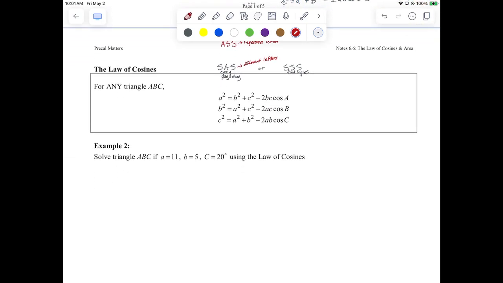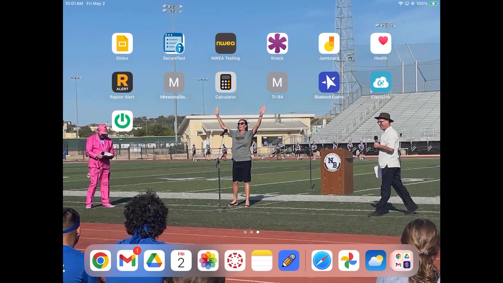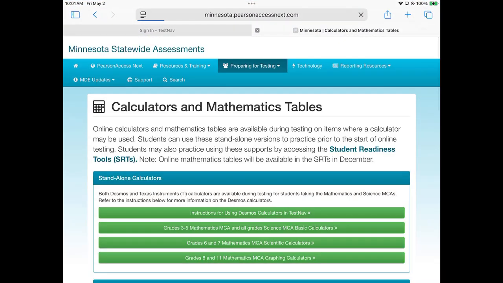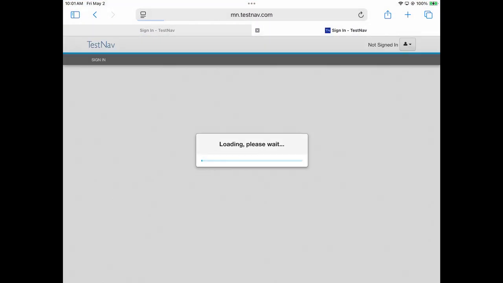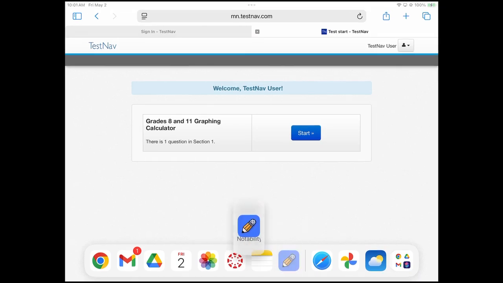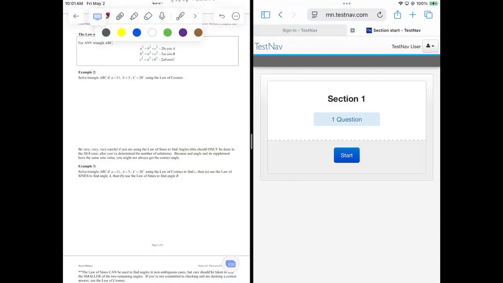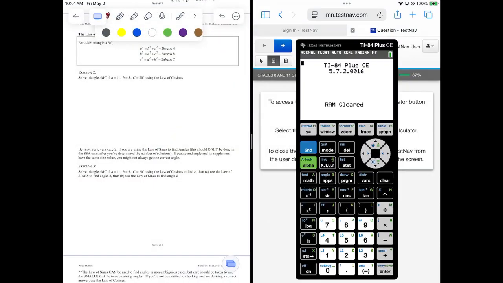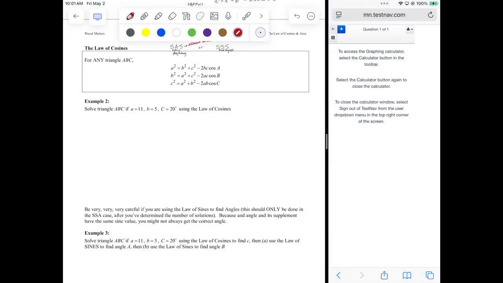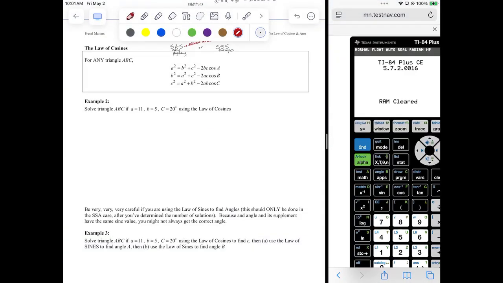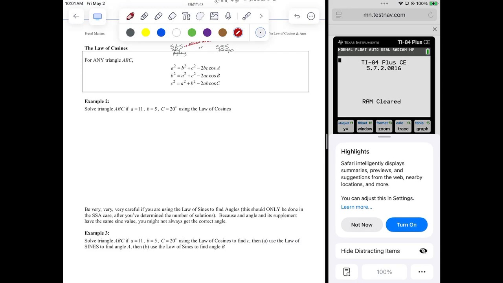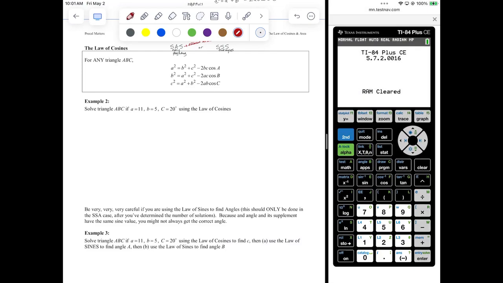All right, let's take a look at example 2. Let me reload my calculator real quickly here. All right, get rid of the toolbar and we're in business. Okay, there we go. So here we go.